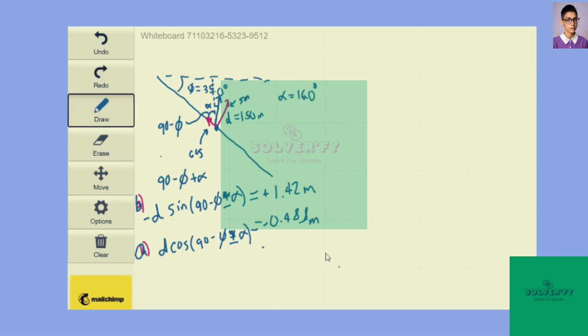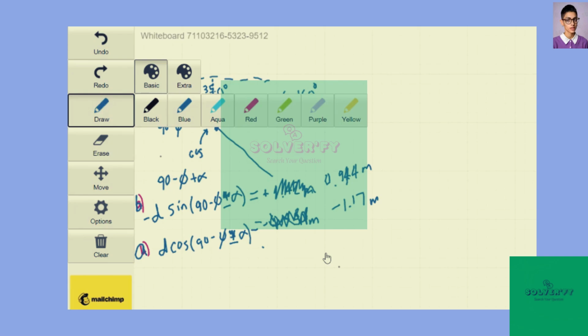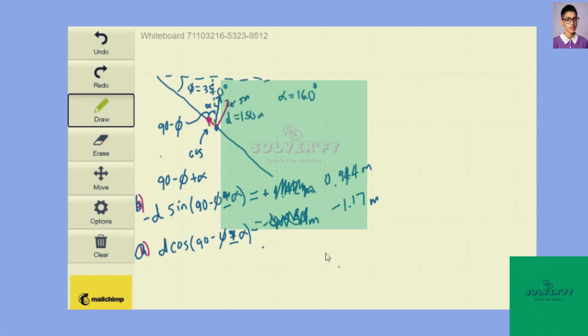For B, I get 0.944, and for A, I get negative 1.17. And so my problem was that I drew alpha here, but I should have drawn alpha there, and I would have realized if I had looked in the book that it's supposed to be there. That just changes everything to minus alpha instead of plus alpha, and we get the right answers.